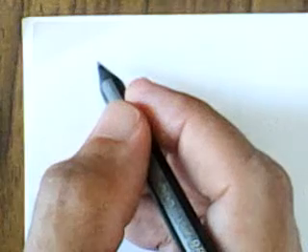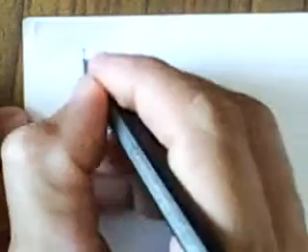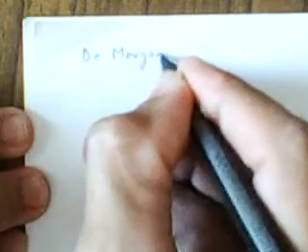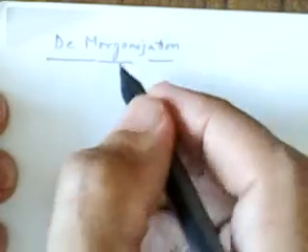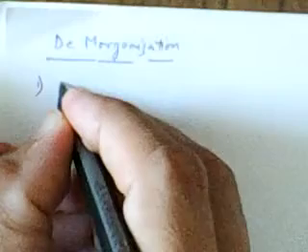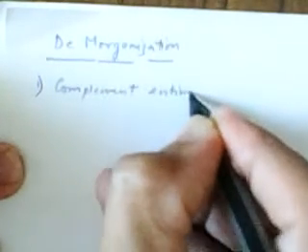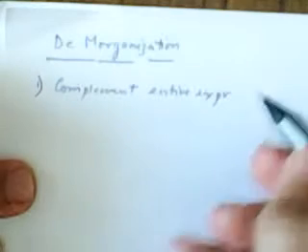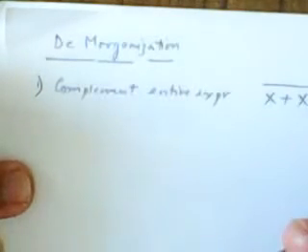Now, the process of applying De Morgan's theorem to expressions in order to simplify them is called demorganization. What is demorganization? Applying De Morgan's theorem to simplify the Boolean expression. Now how to do that? This involves the following steps. Step 1 is complement the entire expression, which means put an overbar. For example, if the expression is x plus xy, complement it and write the full overbar.